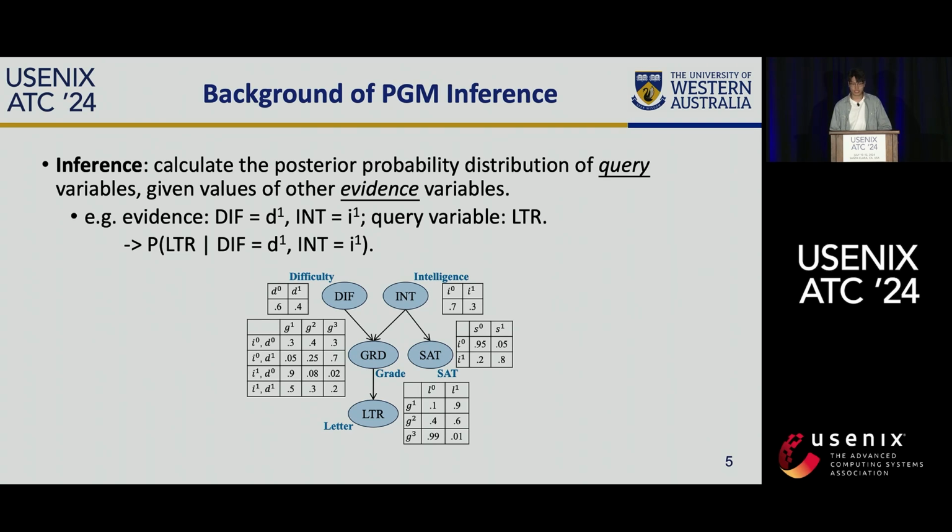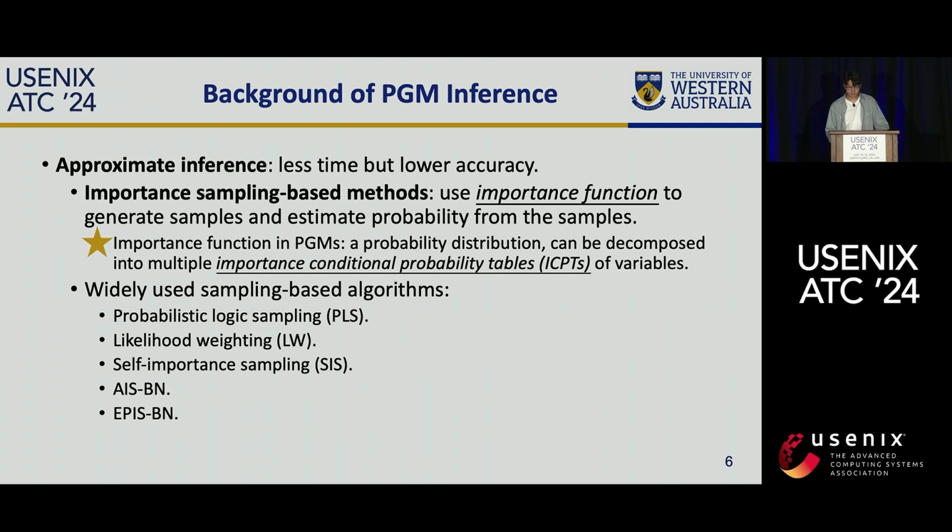Inference is a crucial task on PGMs. Given a PGM, we often have some evidence variables. Inference is to calculate the posterior probability distribution of the target variables given evidence. For example, suppose we know that the course is hard and the student is intelligent, and we want to know the quality of the professor's recommendation letter. Thus, inference is to compute the distribution over LTR given the evidence of DIF equals D1, ITN equals I1.